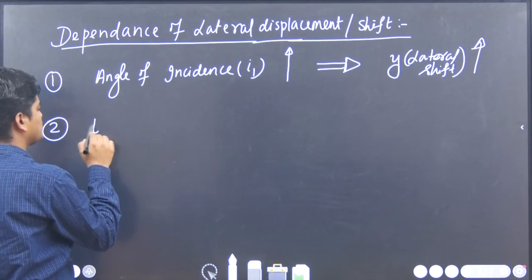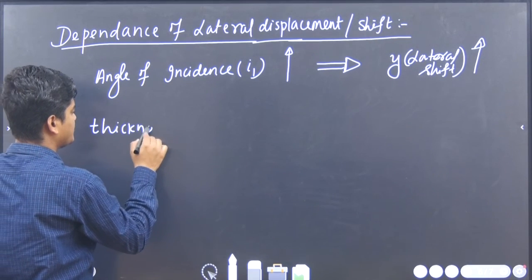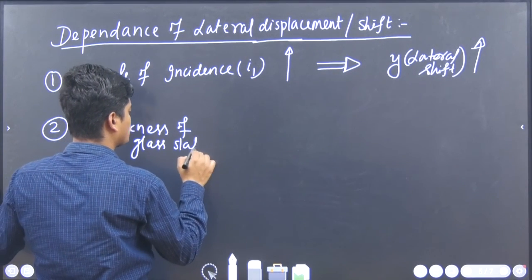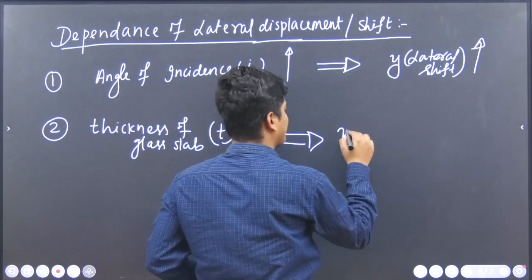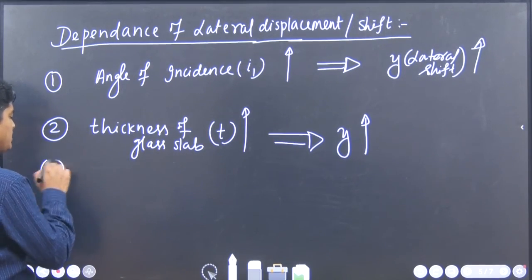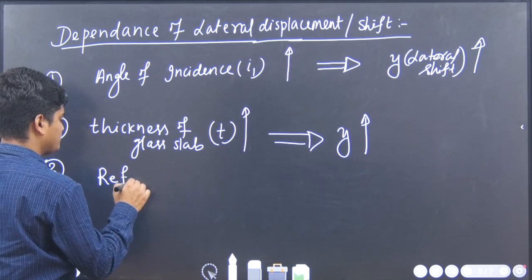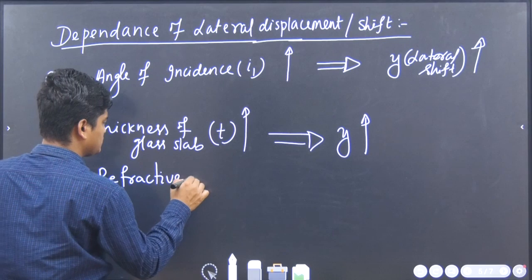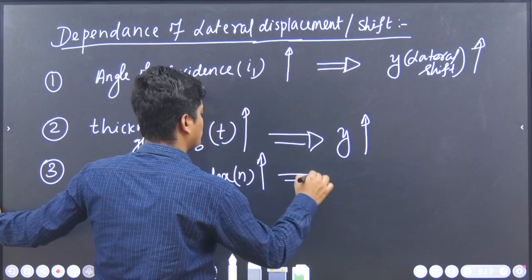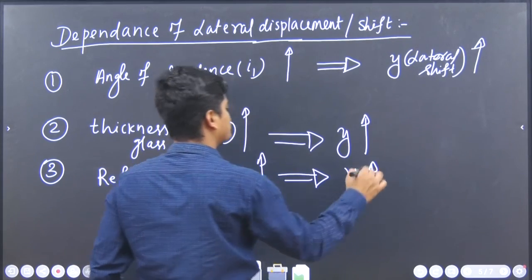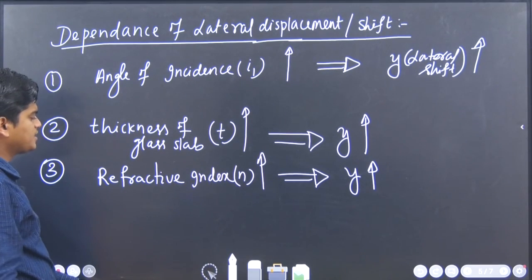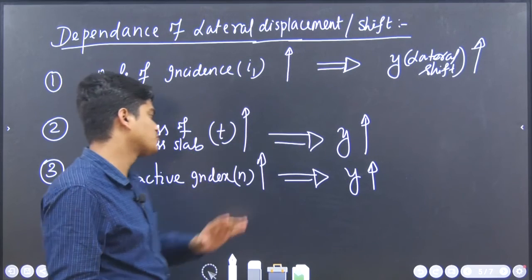Number 2, remember the thickness of the glass slab. If the thickness of the glass slab is more, then also the lateral shift will be more. Here y means lateral shift. Number 3, the refractive index of the glass slab, that is n. If this is more, then the lateral shift is also more. So a higher refractive index means more lateral displacement.